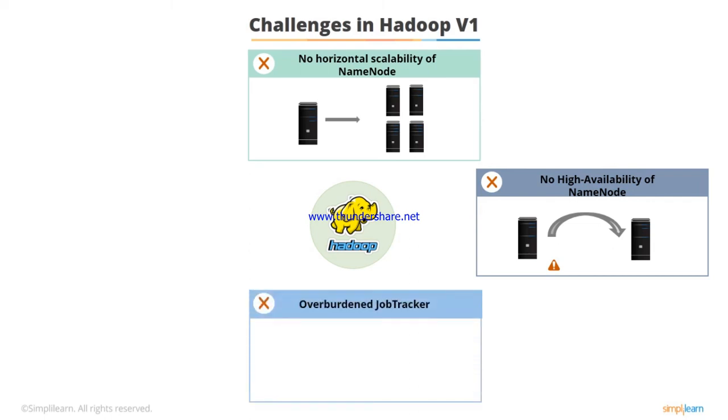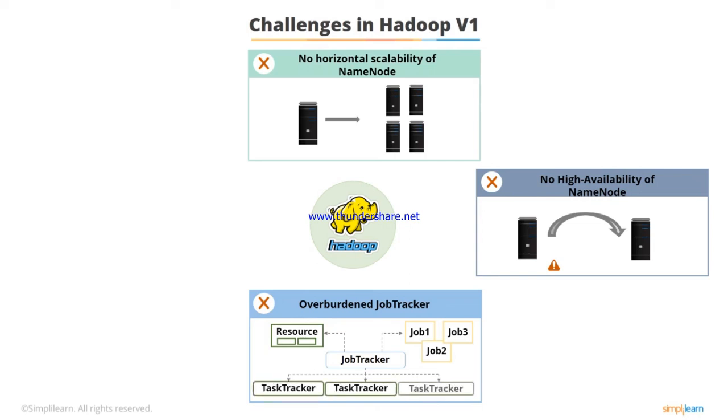Overburdened job tracker. The processing master, or the job tracker, was overburdened. It was the only one listening to all task trackers. It was responsible for handling job scheduling as well as managing resources, and so spent a lot of time and effort in managing the lifecycle of an application.